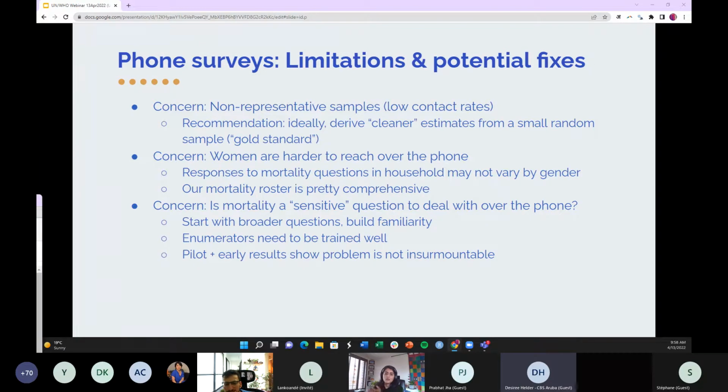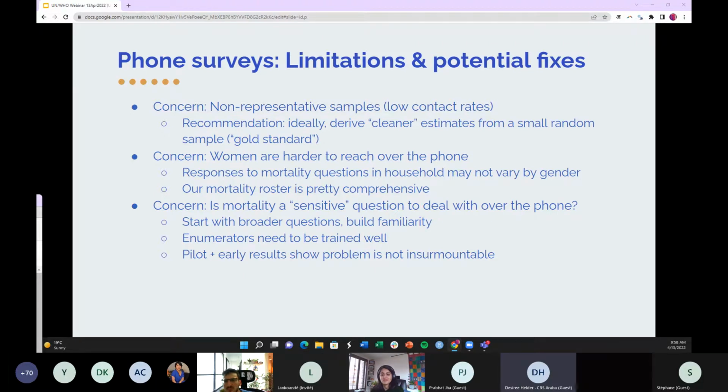Finally, I want to spend a quick minute talking about the limitations of phone surveys and potential fixes. Of course, one big concern is non-representative samples due to low contact rates. So our recommendation, and this is something that's come up, is validation as much as possible. Ideally we want to derive cleaner estimates from a small random sample, so build a gold standard. And we have some thoughts on how to go about getting this gold standard sample.